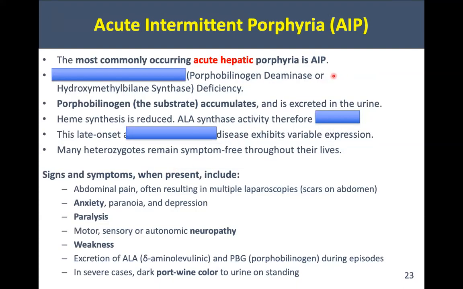Okay, so you guys tell me, in acute intermittent porphyria, what enzyme is deficient? What is the deficient enzyme that we just talked about in acute intermittent porphyria? The answer is uroporphyrinogen 1 synthase. Okay.